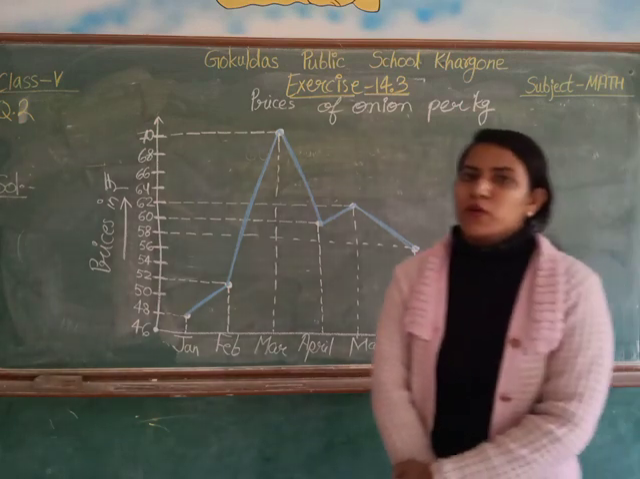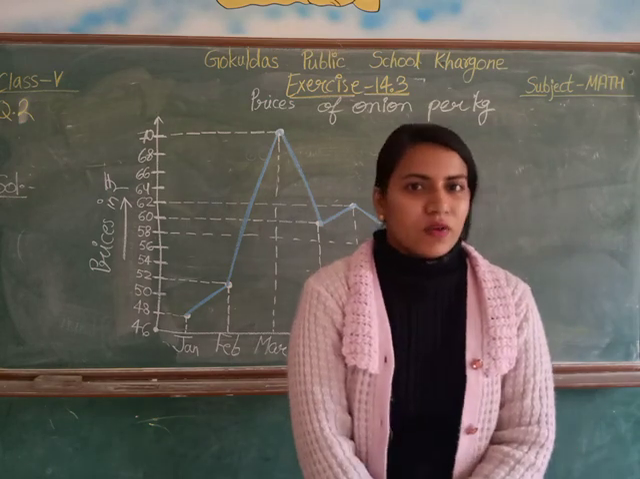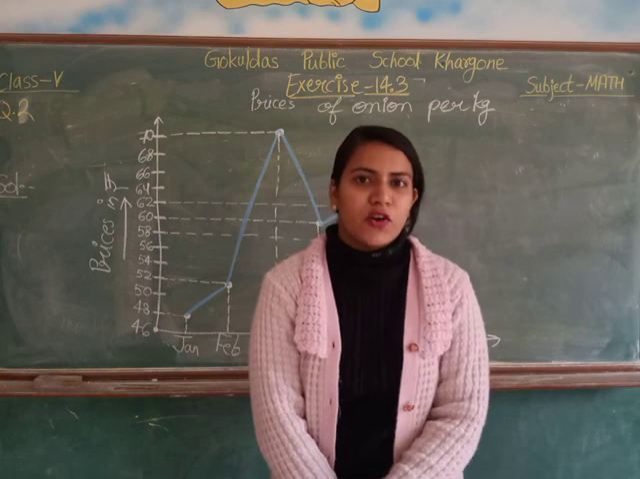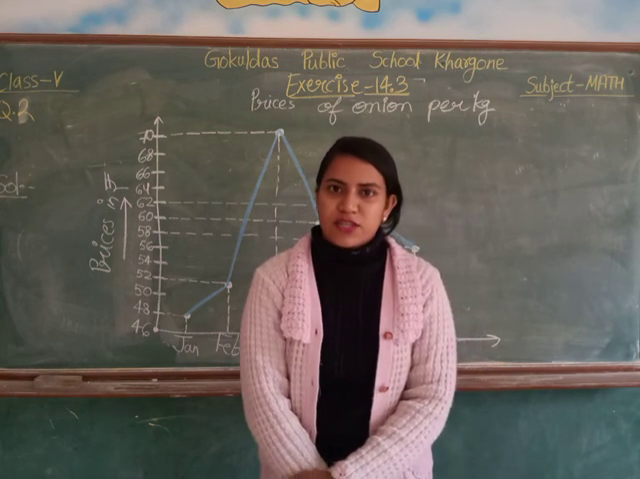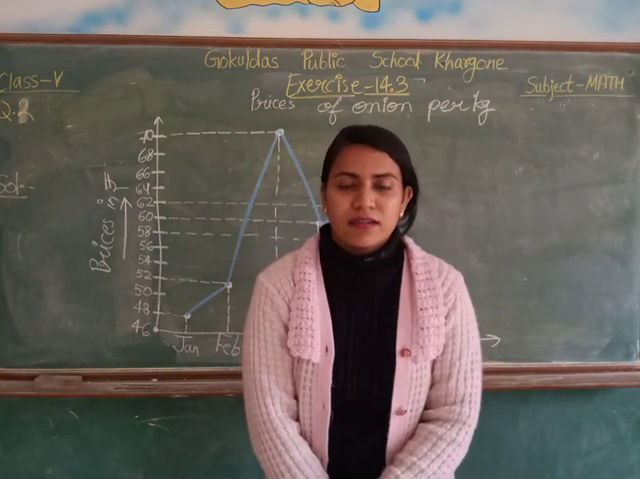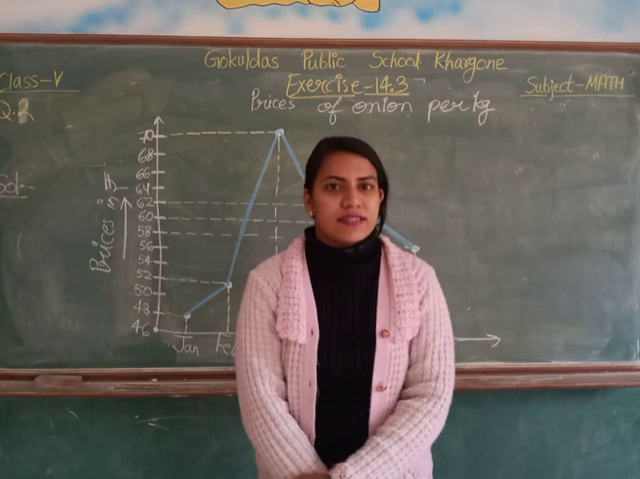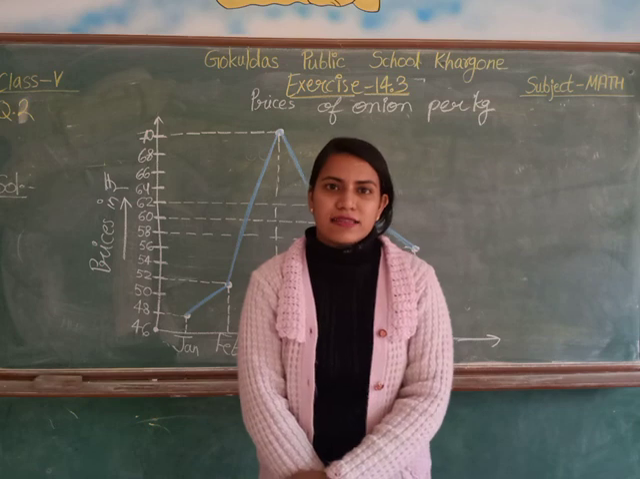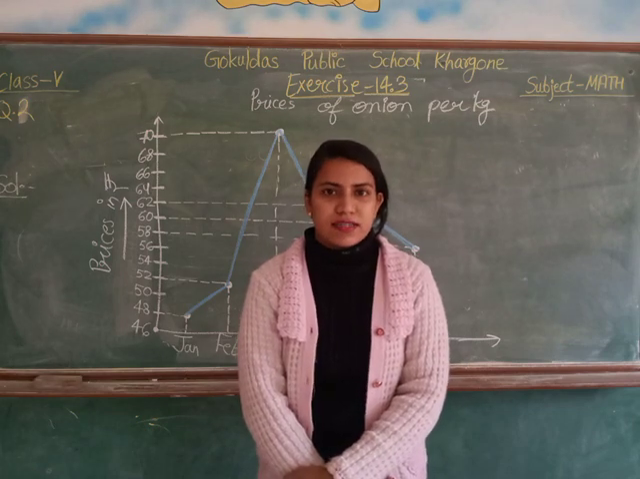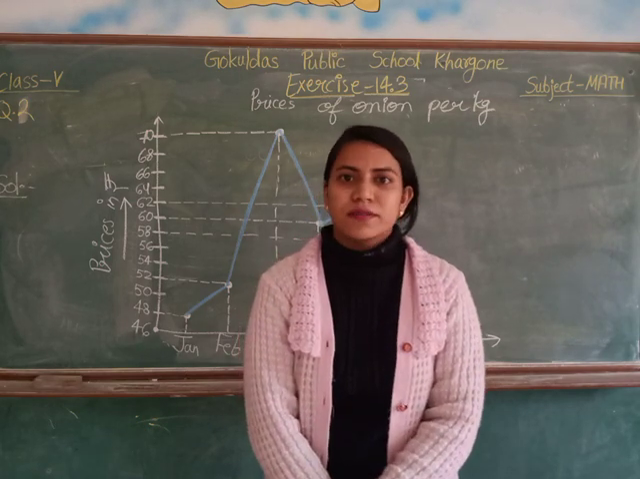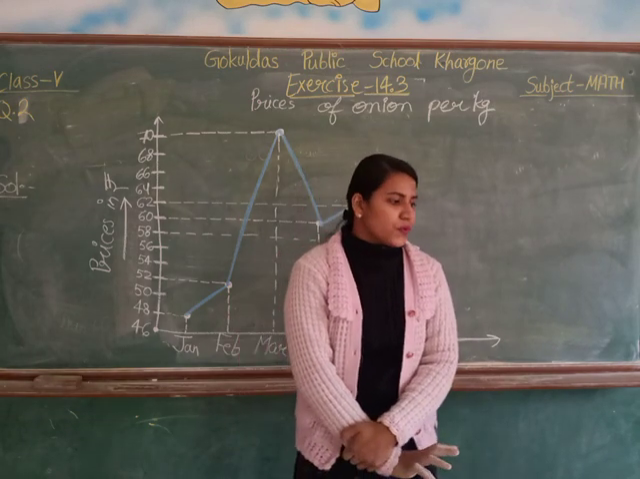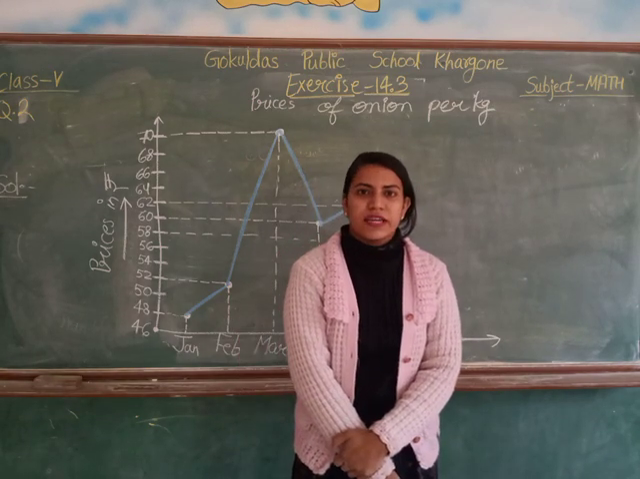Okay, I hope you have done this. Now let me summarize. This chapter is over. Let me sum up what we have discussed. In exercise 1 we discussed a pie chart. In exercise 2 what did we discuss? We discussed tally marks. And in exercise 14.3 what did we discuss? We discussed line graphs. Okay, so this chapter is over here.